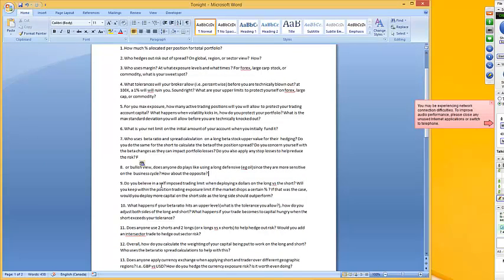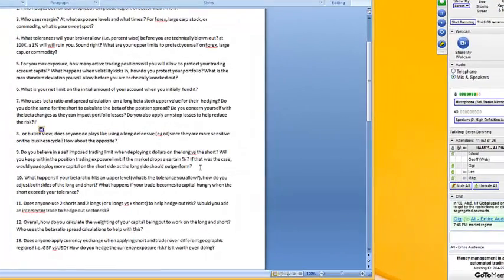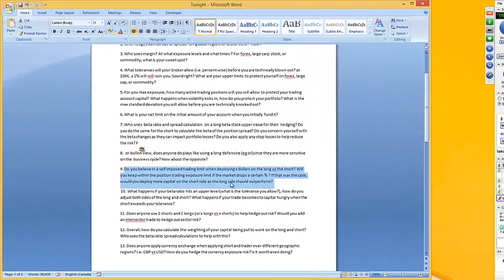Do you believe in self-imposed trading limits when deploying X amount of dollars on the long versus the short? Will it keep within the position trading exposure limit if the market drops a certain percentage? If that was the case, would you deploy more capital on the short side, as the long side should outperform? Anybody got any thoughts on that? I thought this was applicable. We discussed the first part of this already, right?